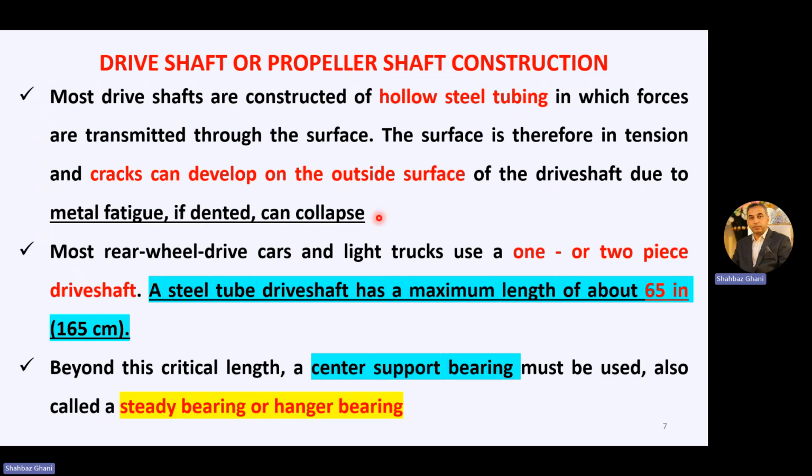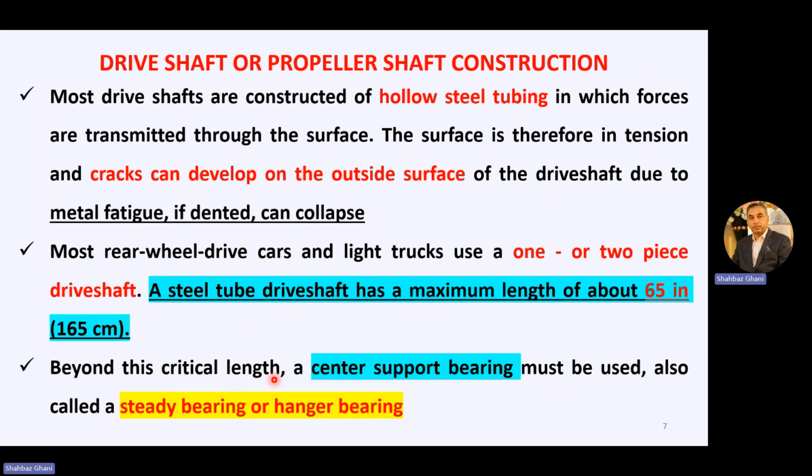If dented, it can collapse. Most rear-wheel drive cars and light trucks use a one or two piece drive shaft, depending upon the length arrangement, how far the transmission is from your differential. A steel tube drive shaft has a maximum length of about 65 inches or 165 centimeters. So a propeller shaft or drive shaft of hollow steel tubing can have a maximum length of 65 inches.